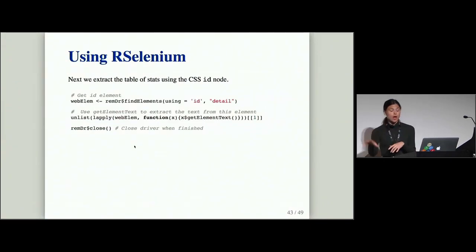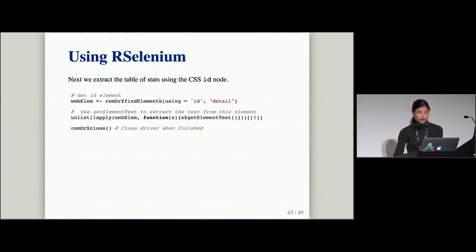Okay, once we've gone to that URL, and I know information about the likely element of interest, I would use the find elements to actually extract that particular section of the page. So to indicate which kind of tag or node in the rvest language that I want to use, I would use the using argument. And then the next argument would be a value that it takes. So here I'm saying I want to go to where the ID is equal to detail, that part of the web page, and I'll assign that to this object web elem.